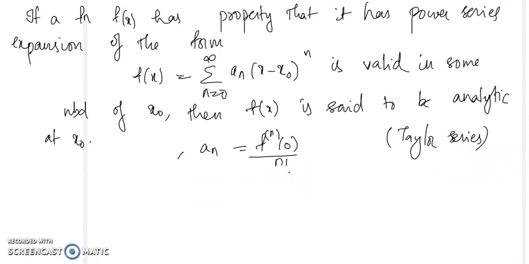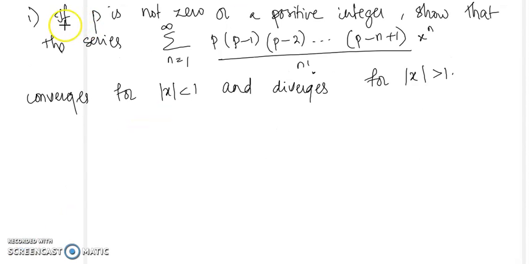Now let us see a problem. The question is: if p is not 0 or a positive integer, show that the series summation n equal to 1 to infinity, p into p minus 1, p minus 2, etc., p minus n plus 1, into x power n by n factorial, converges for mod x less than 1 and diverges for mod x greater than 1. So let us use the ratio test.